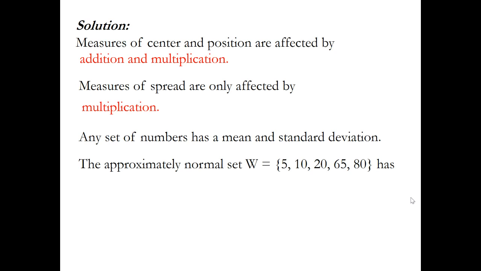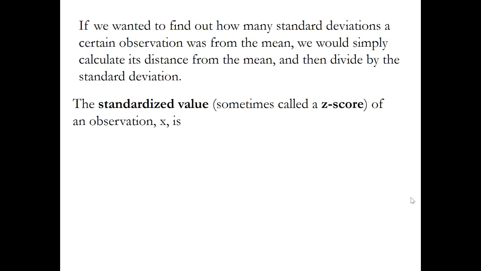Now, something you also have to remember, a few facts here, is that any set of numbers can have a mean and standard deviation. So I have a set of numbers here, I call them W: 5, 10, 20, 65, 80. They have a mean of 36, and they have a sample standard deviation of 34.17. But as I talked about before, we're going to use the mean and standard deviation when my set is approximately normal, doesn't have outliers. But literally, any set of numbers has a mean and sample standard deviation.